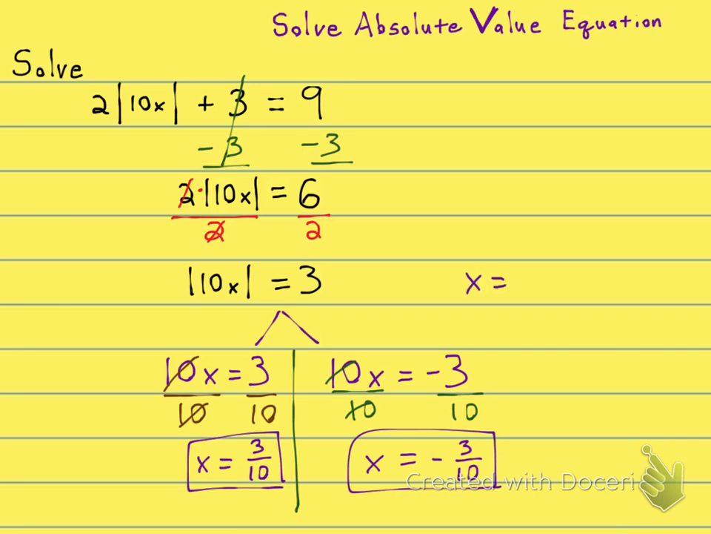So here's my 2 possible answers. X equals 3 over 10 and negative 3 over 10, separated by a comma, which is how most software would like it, and it doesn't matter which one's first.